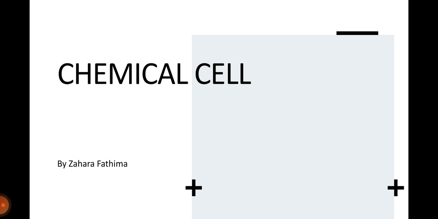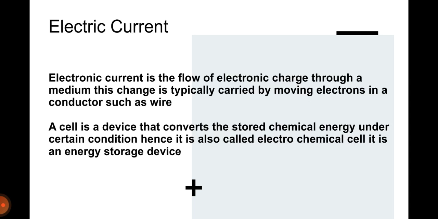Coming back to this video, we are going to start. I'll be trying to explain to you regarding chemical cells. Well, let us start with the first one, which is electrical current. Electrical current is the flow of electrical charges through a medium.